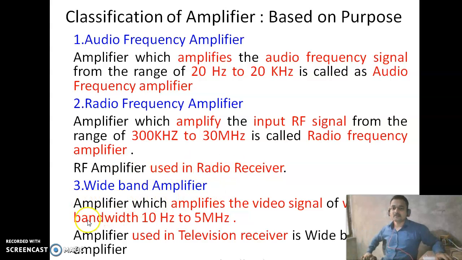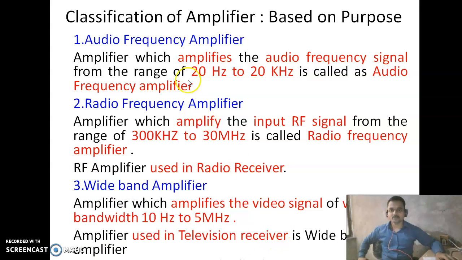The wideband amplifier amplifies video signals of wide bandwidth, from 10 Hz to 5 megahertz. The amplifier used in a television receiver is a wideband amplifier.